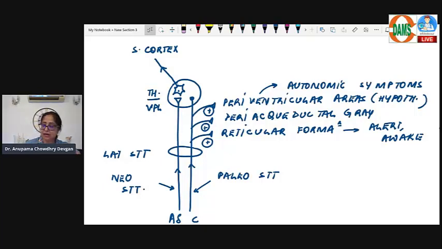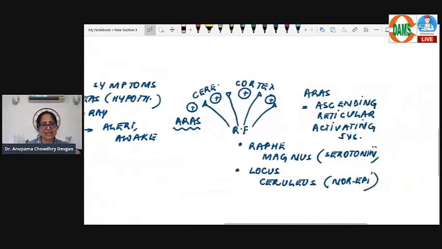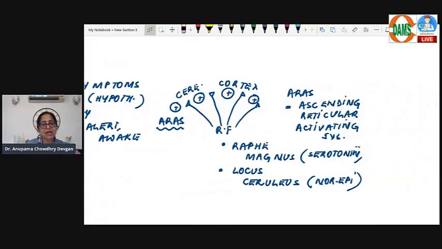Now, a little more detail about the reticular formation. I told you, pain fibers excite the reticular formation. Which two areas of the reticular formation? Raphe magnus and locus ceruleus, because these are involved in keeping you alert and awake. Raphe magnus nucleus secretes serotonin. Locus ceruleus secretes norepinephrine. These fibers ascend to the cerebral cortex. They form what is known as the ascending reticular activating system, and they stimulate the cortex and keep you alert and awake.